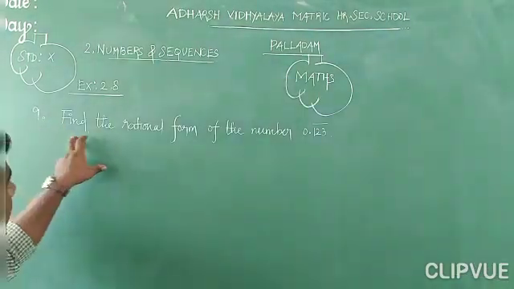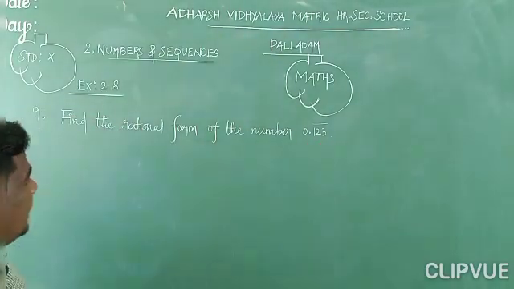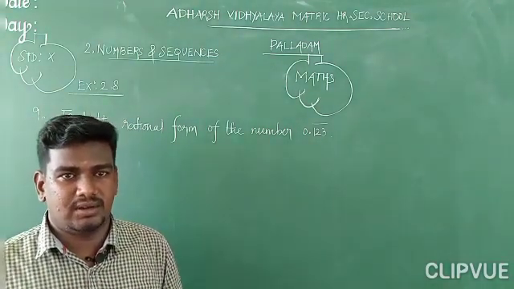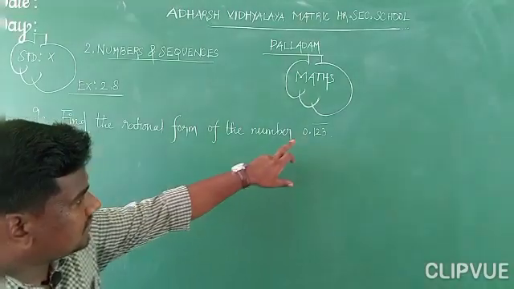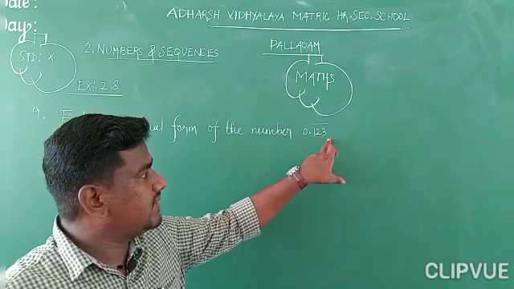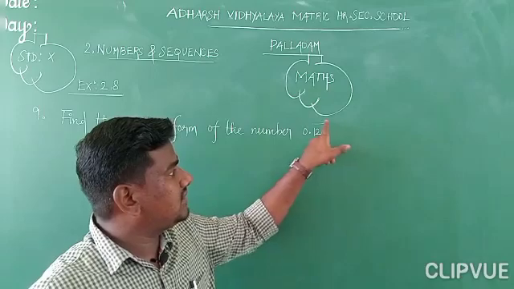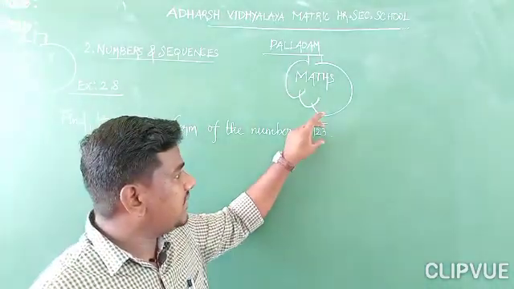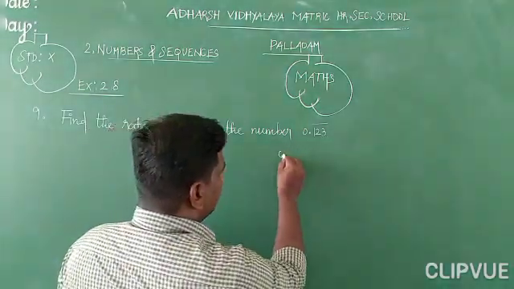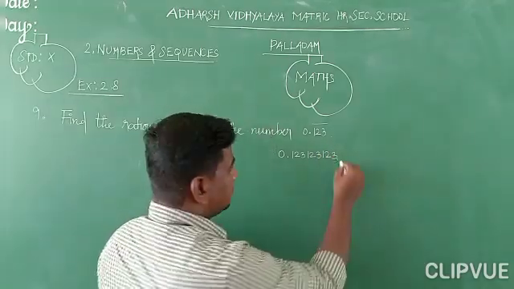The question is, find the rational form of the number 0.123 with a bar. You know that rational form means it is in the form p by q, where q is not equal to 0. This one is given in decimal form, and these 3 digits 1, 2, 3 will be repeating, so we draw this bar. These 3 digits will repeat again and again. So the expansion of this number is 0.123123123 and so on.